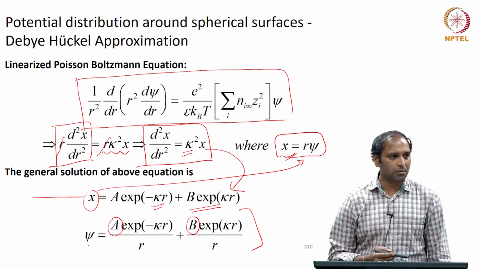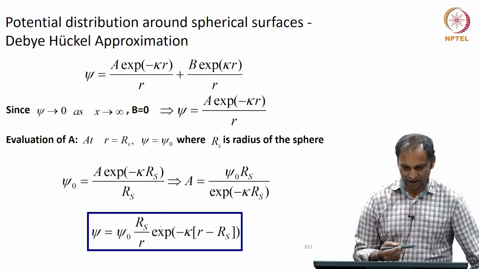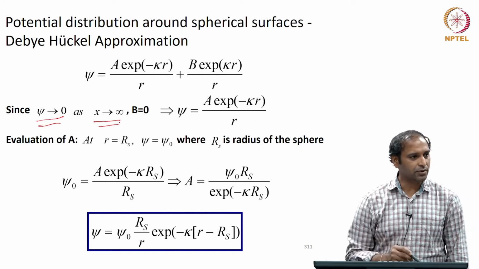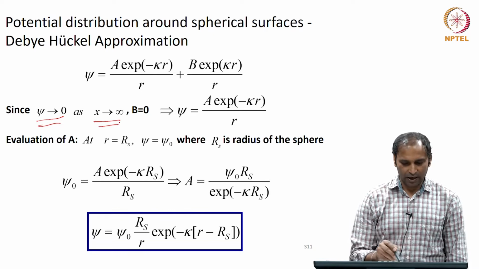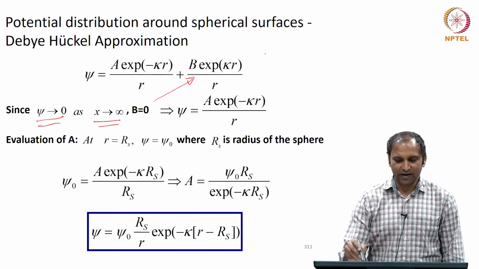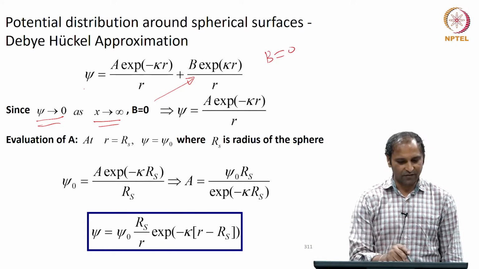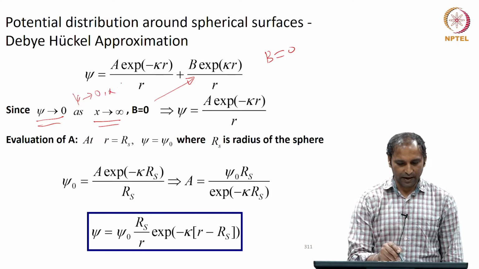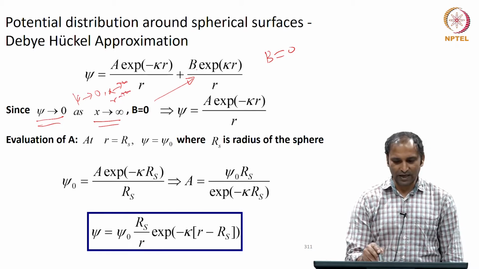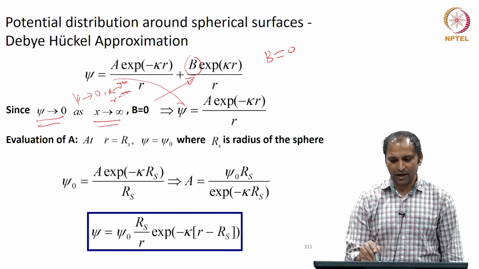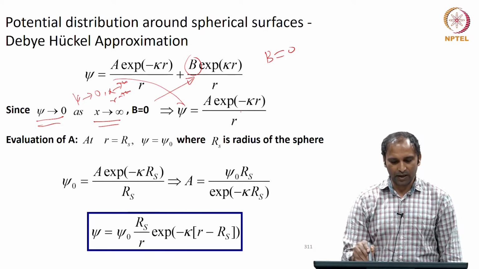For that, I am going to use the boundary conditions. The boundary condition that we have is that psi tends to 0 as x tends to infinity. If you look at this expression, this condition will only be satisfied if B is equal to 0. The fact that psi tends to 0 as r tends to infinity is only satisfied if B is equal to 0. Therefore, the solution becomes psi equals A exponent of minus κr divided by r.